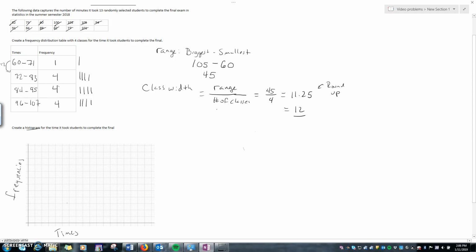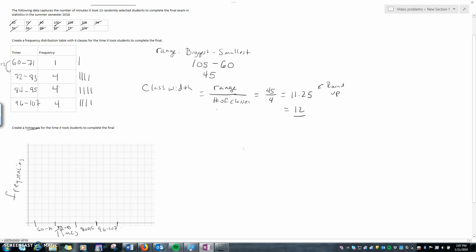Okay, so let's get our time ranges down here. So we're going to have how many different ones? There's going to be 4 of them. So 1, 2, 3, 4, and we're going to list the ranges. So this is 60 to 71, this is 72 to 83, and 84 to 95, and 96 to 107.